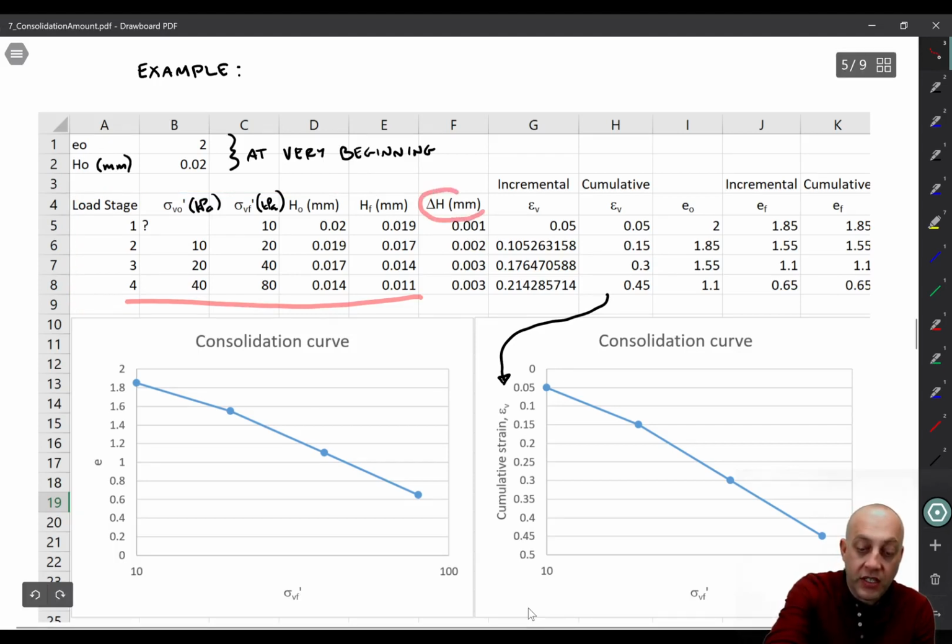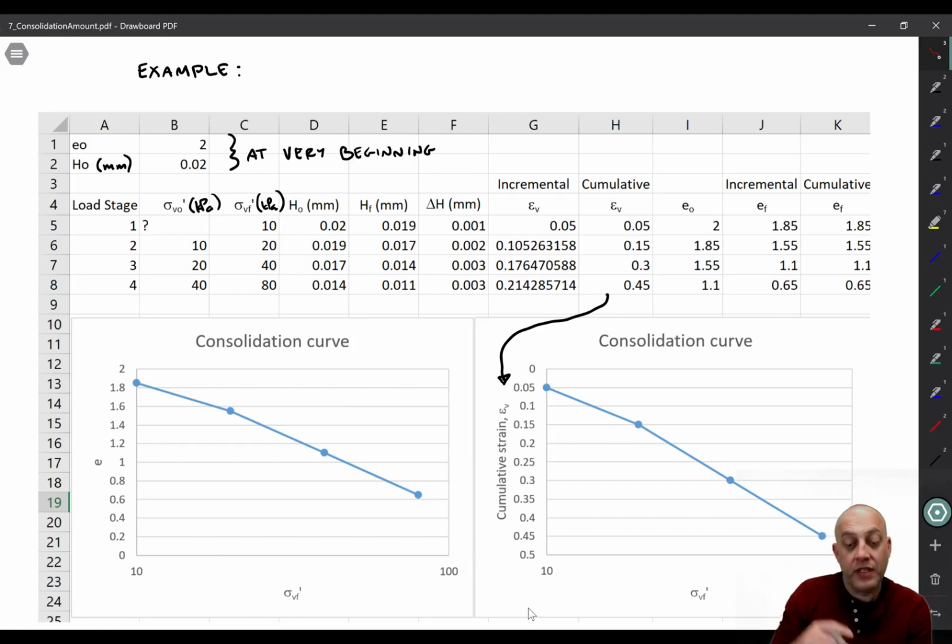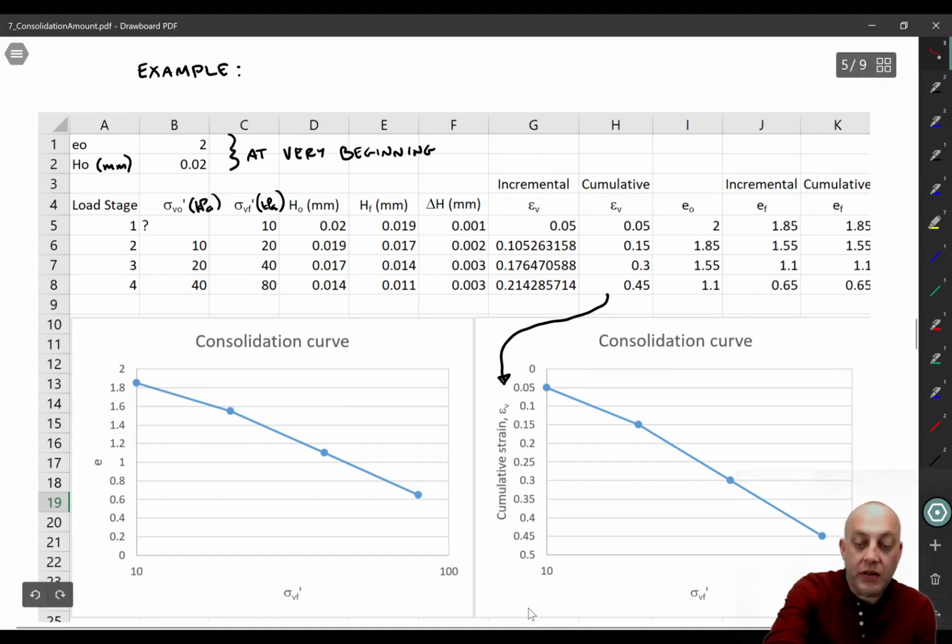Delta H is simply equal to H naught minus HF, right? That's the change in height, and it's compressive, so a vertical compressive displacement is positive, which is why I've got this here. Okay, now here's the part that gets a little confusing.